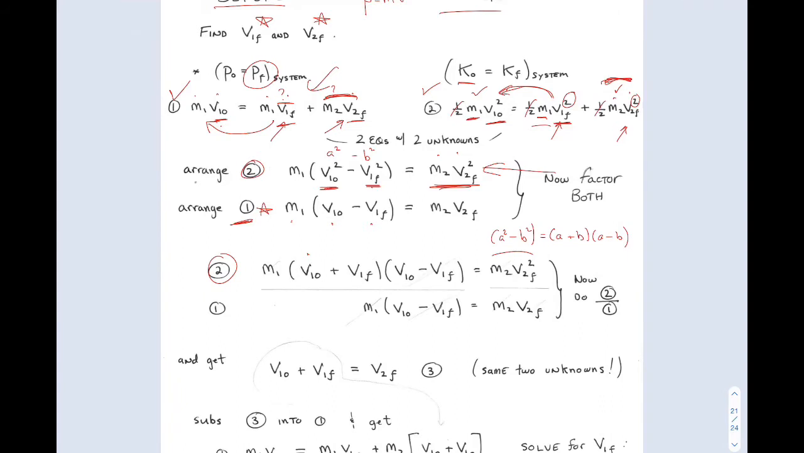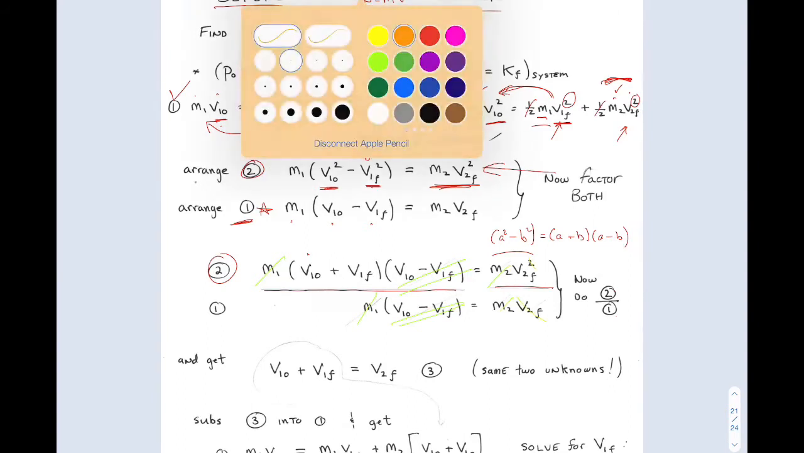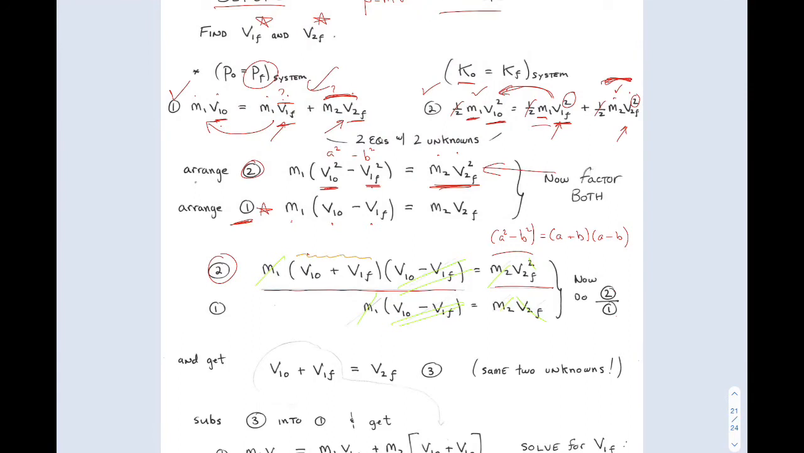Okay. Now, I divided both of these. I divided equation 2 by equation 1. So I just drew this line there and drew that there. Okay. So my M1s cancel. That term cancels. The M2s cancel. One of the V's cancels. So all I'm left with is that one, the plus term, and I have a V2 final right there.